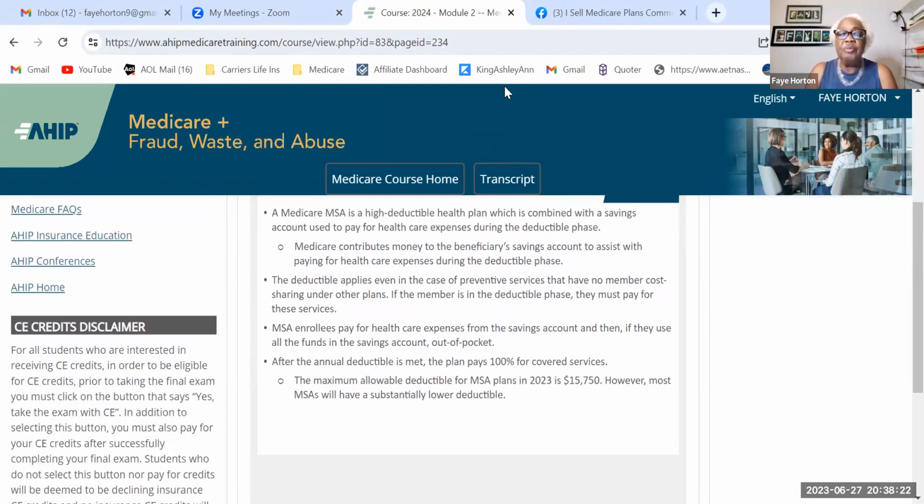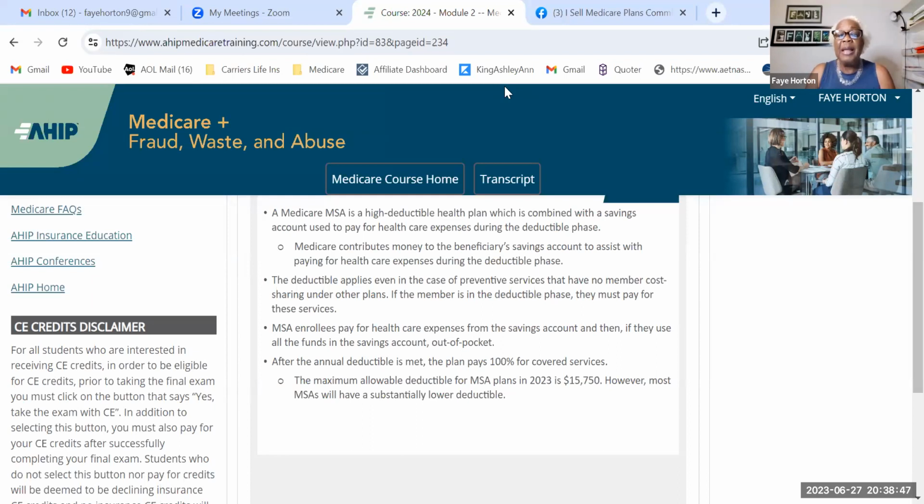Moving right along to Medicare Savings Account. The Medicare Savings Account is a high deductible health plan which is combined with a savings account used to pay for healthcare expenses during the deductible phase. Medicare contributes money to the beneficiary's savings account to assist with paying for healthcare expenses during the deductible phase.